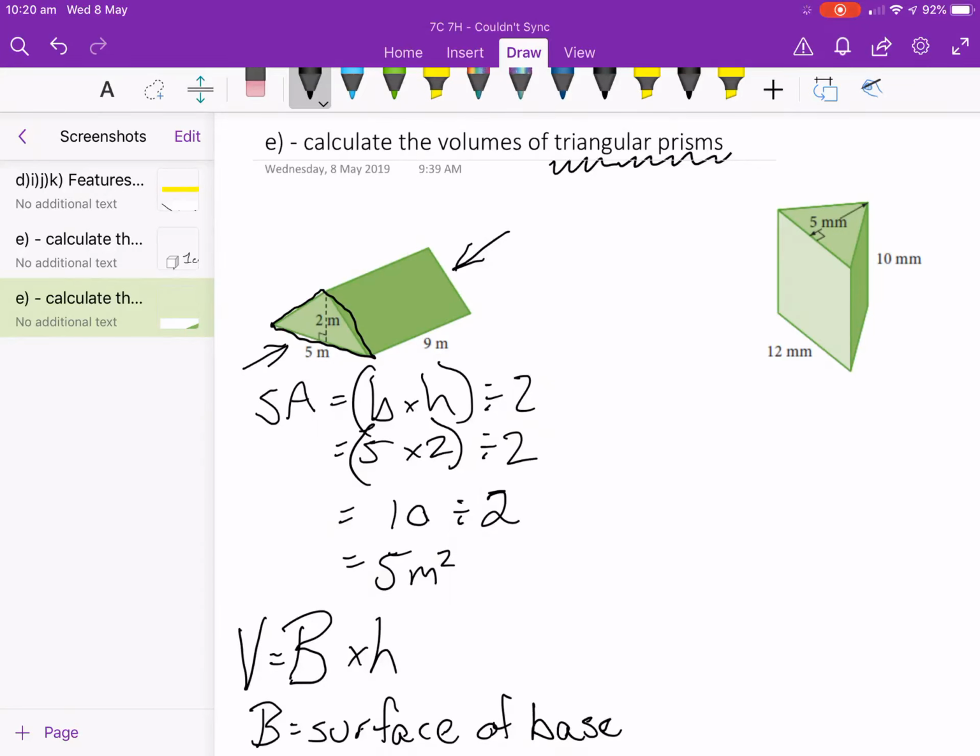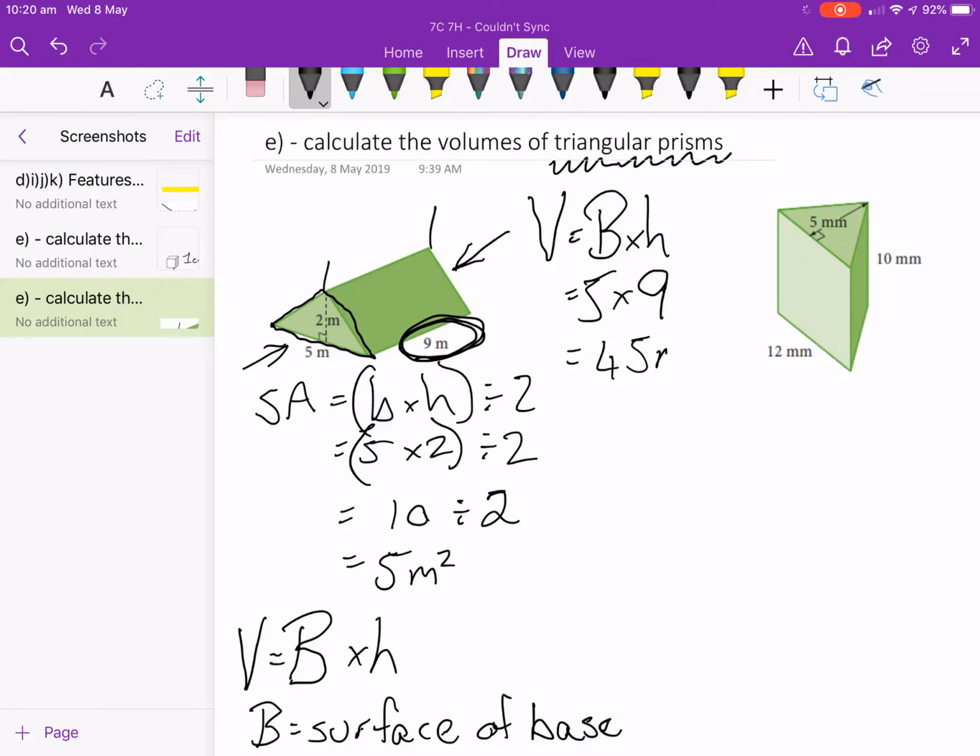Now, once we know our surface area of the base, we can go ahead and do our volume. Volume equals surface area of the base times height. Surface area of the base we said was 5, times the height. Here's our height for this triangular prism. It goes all the way up the side. There's our height, it starts from there and ends there. That's the height of the triangular prism. So it's times 9. So our total volume for this triangular prism is 45 meters cubed, if we had to fit MAB blocks in there.